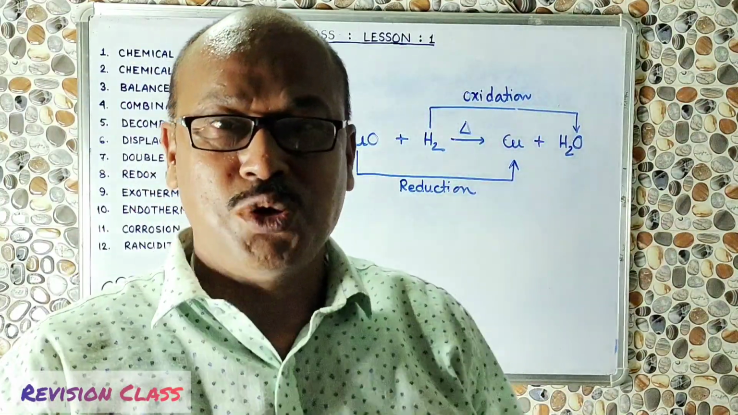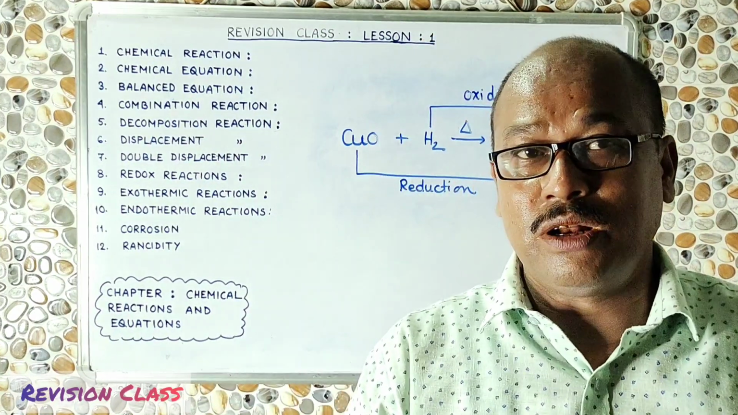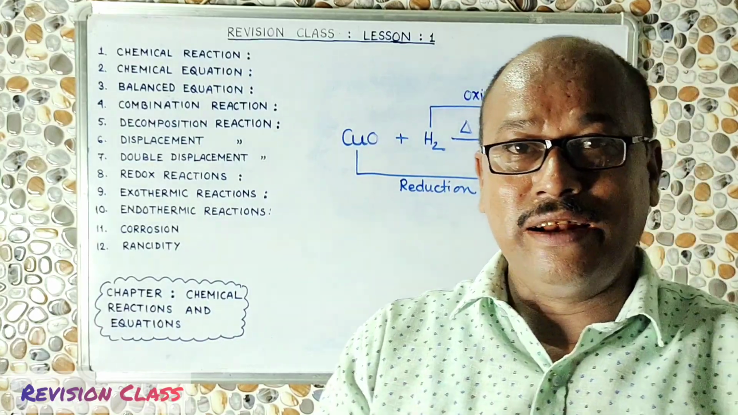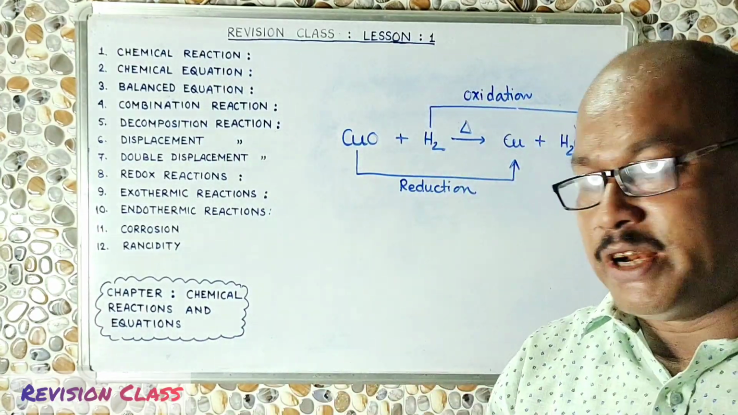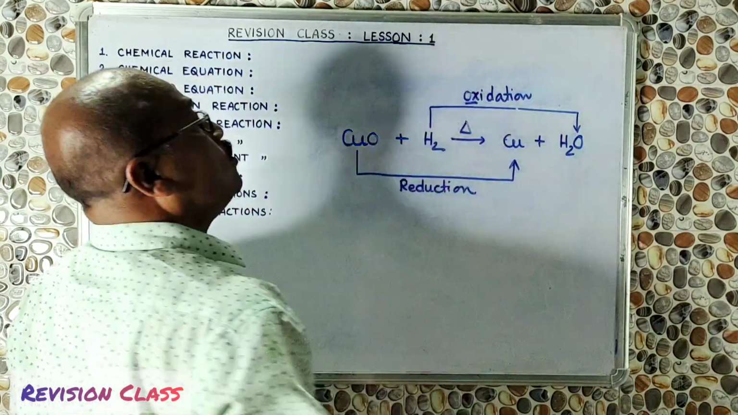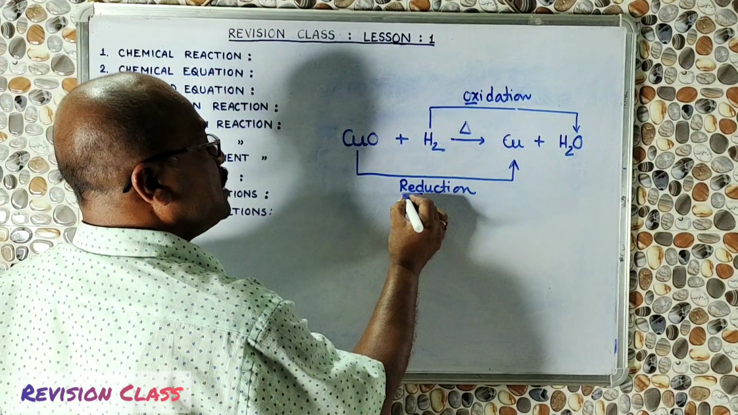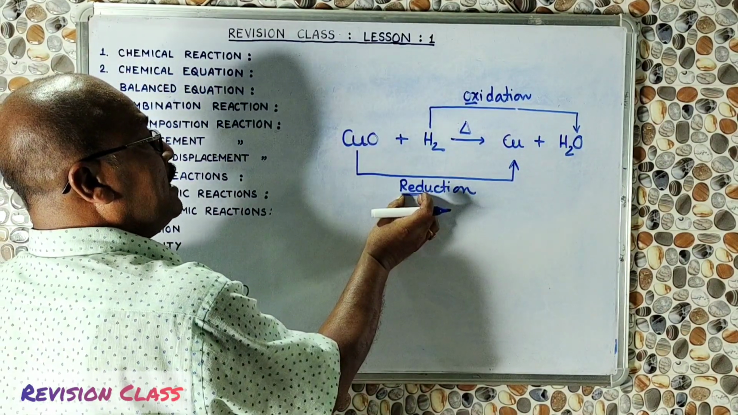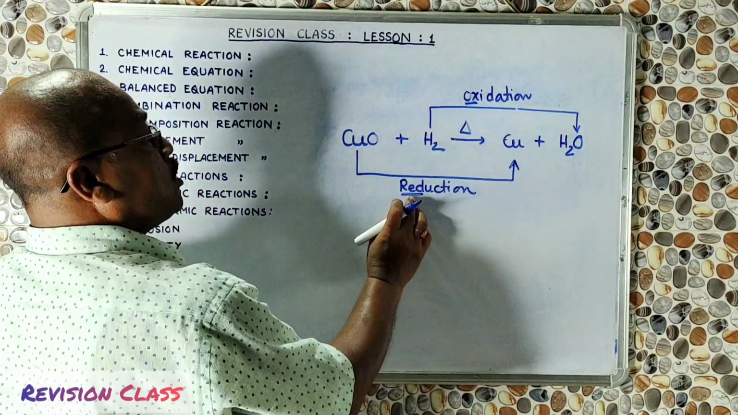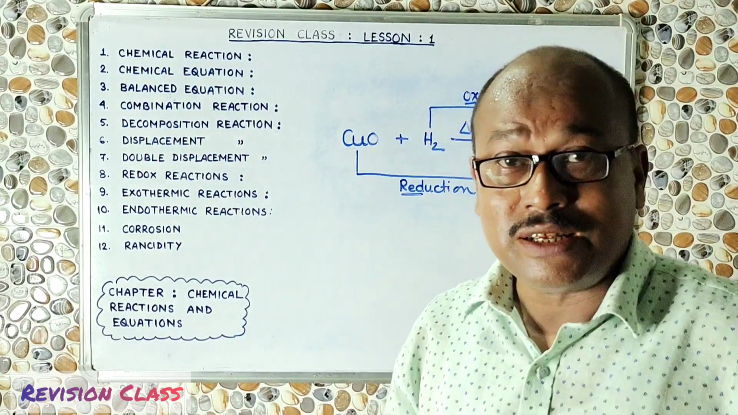Such chemical reactions where both oxidation and reduction take place simultaneously are called oxidation and reduction reactions. But the name is very long. So from oxidation, we will use only the first two letters, OX, and from reduction we will use the first three letters, RED. If we combine them, it becomes redox. So this type of chemical reaction is also called a redox reaction.